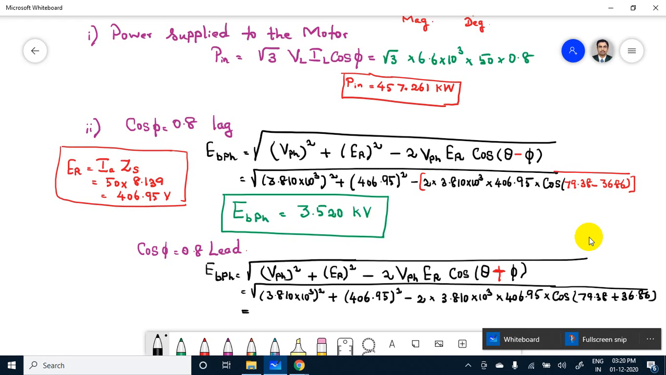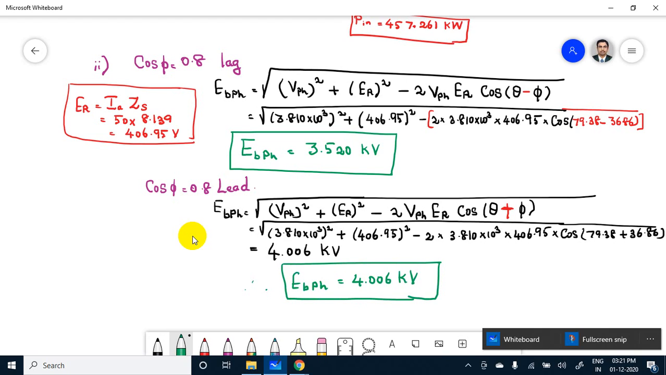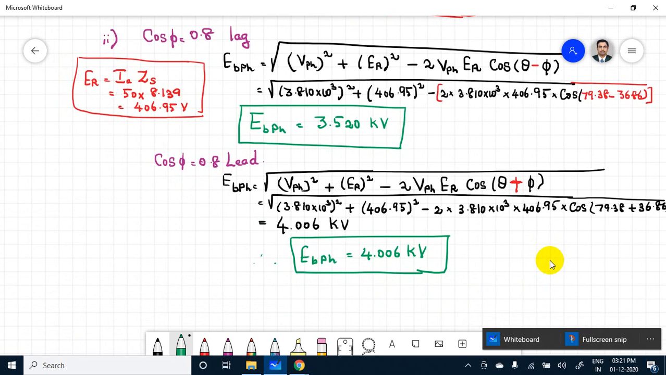Now can you give me the answer? EB phase is 4.006 kilovolt. Therefore, for leading, EB phase equals 4.006 kilovolt. Okay, so now compare this EB value.